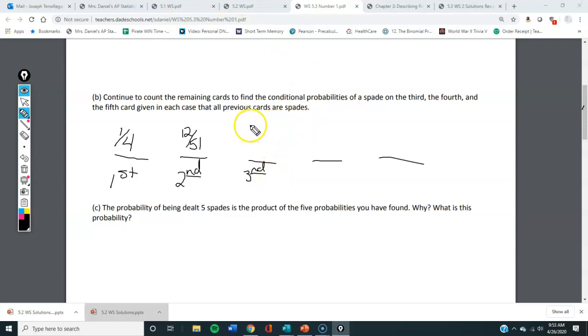Now, assuming I drew a spade on my third draw too, now there's only 11 left, and there's 50 cards because every time I draw a card, it's gone. On the fourth draw, I drew another spade, so there's one less spade and one less card. And on the fifth draw, again, I'm just subtracting one from both because I keep drawing spades.